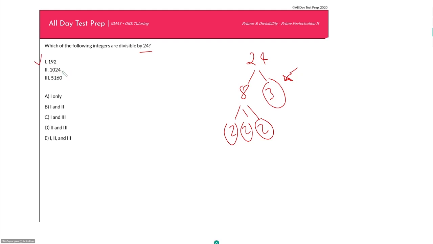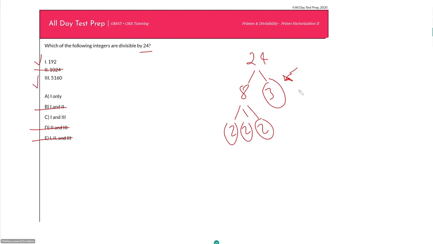Divisible by 1024, is that divisible by 3? So if we sum these up, 1 plus 0 plus 2 plus 4 is 7. So 7 is not a multiple of 3. Therefore, this will not be divisible by 3. Therefore, it is not divisible by 24. And anything with a 2 in it, we can eliminate. So 3 out of our 5 answer choices are gone just based on that one divisibility rule. Our last number, 5 plus 1 plus 6, is equal to 12. So that will be divisible by 3.